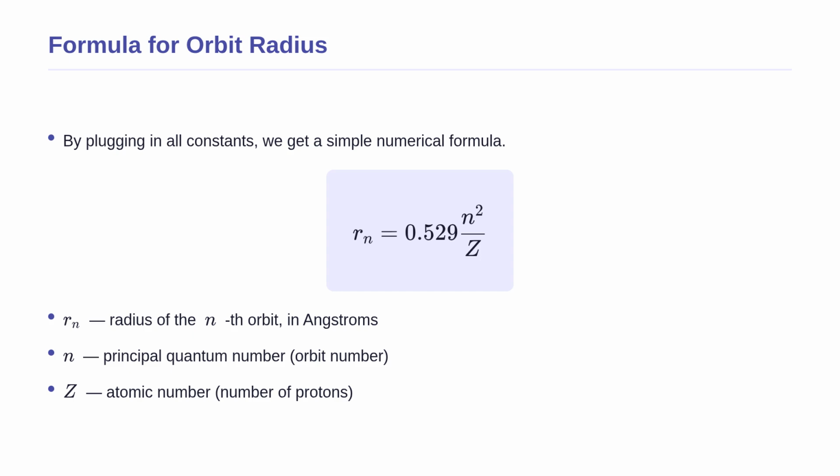In this equation, r sub n is the radius of the nth orbit, measured in angstroms, which is 1/10 billionth of a meter. The variable n is the orbit number and z is the atomic number, representing the number of protons in the nucleus. The number 0.529 is a constant derived from fundamental physics values. Physically, this formula shows that as the orbit number n increases, the radius increases dramatically because it is proportional to n squared. Conversely, if the atomic number z increases, the stronger positive charge pulls the orbits closer, decreasing the radius.